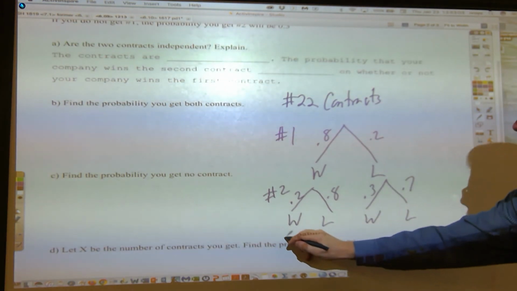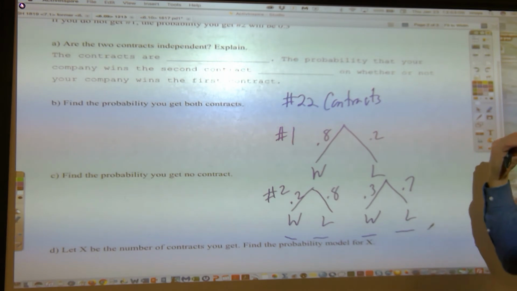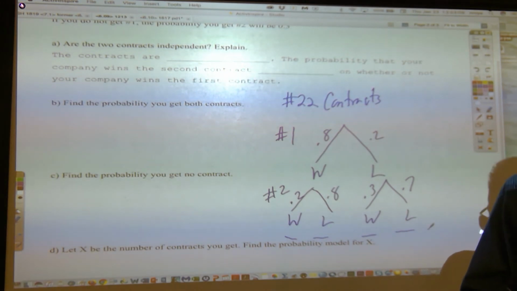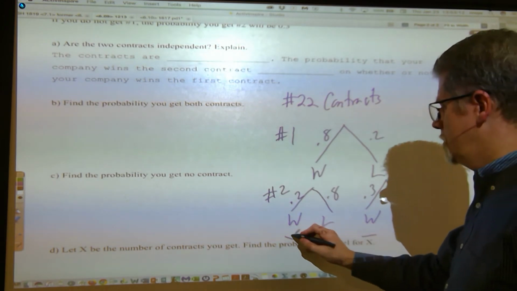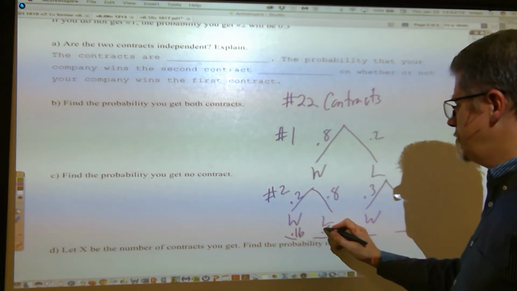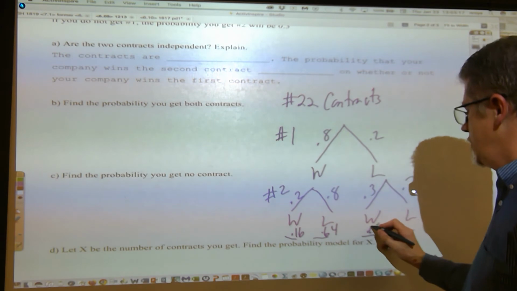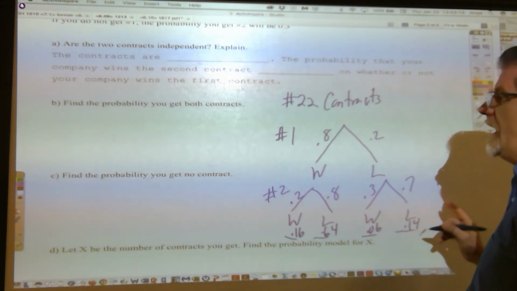Would you please fill in the 4 leaves of this tree diagram? Fill in all 4 leaves. Maybe you did that already. Maybe you're like super fast at this and you're just waiting for me to get my act together.